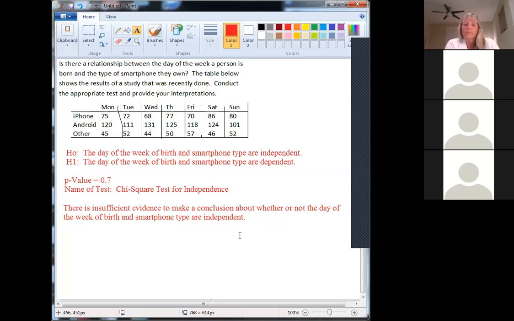Any questions? Any questions on this idea? Okay, so we've gone through 3 tests. We've gone through the chi-square test for goodness of fit, and that's to test whether an unknown distribution is something that is known, like uniform.